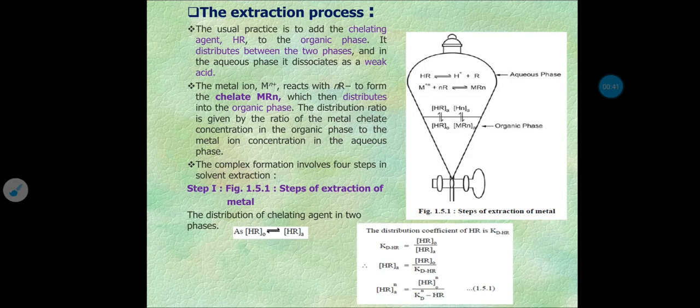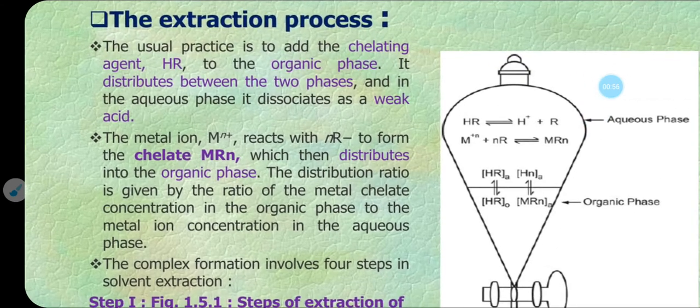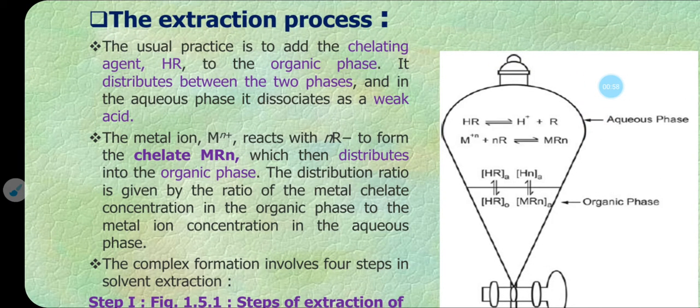Now, in this lecture, we will see the detailed extraction process of metal chelate formation. So let us see. In this case, we use a chelating reagent to form a chelate with the metal ion. It happens in 4 steps.